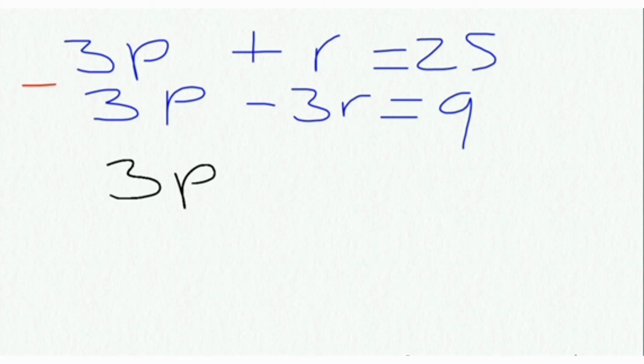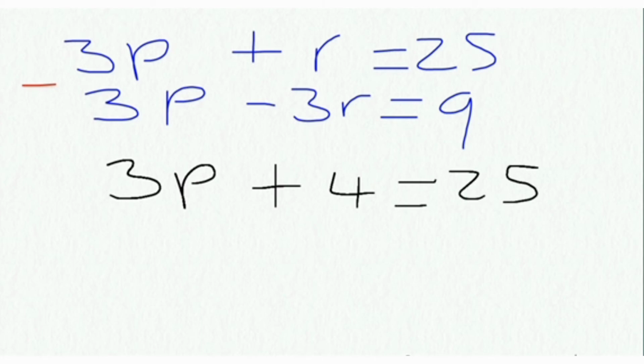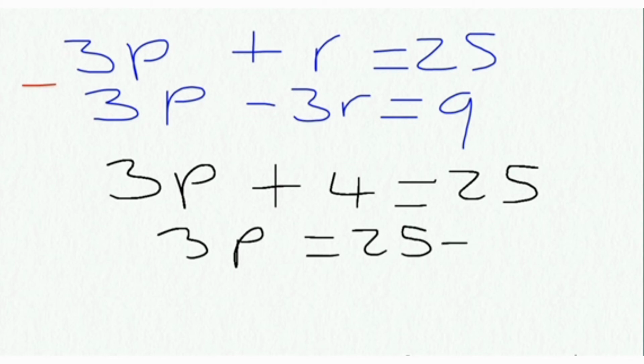3p plus 4, because our r is equal to 4, then 25. Now we have to take the 4 to the other side of the equal sign. 3p is equal to 25 minus 4. Then 25 minus 4, that is 21. 3p is equal to 21.